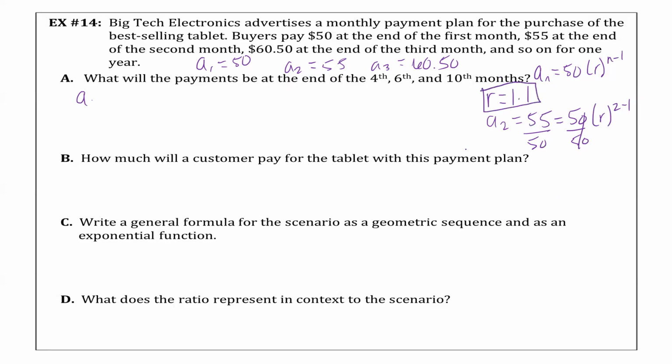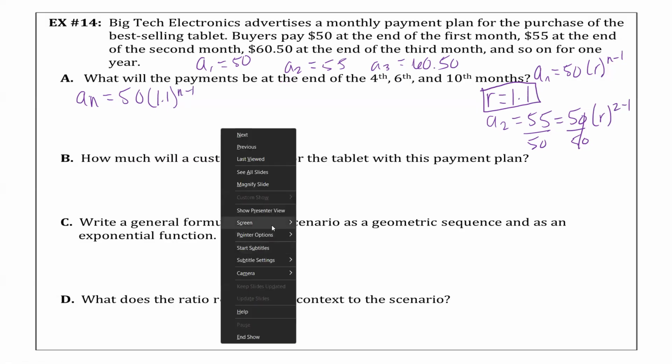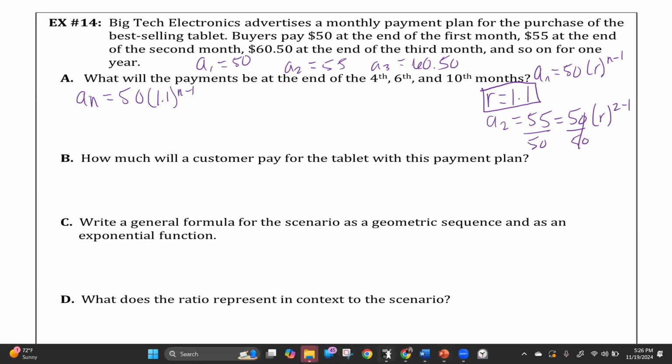Okay, cool. So we now have our R, so now we can establish our rule. So our A sub n equals 50 times 1.1 to the n minus 1. So now it's asking what is your fourth, what's your 6, what's your 10? Well, you have a choice to do it by hand, or you can go to the calculator and find it by table. So we're going to model using our calculator.